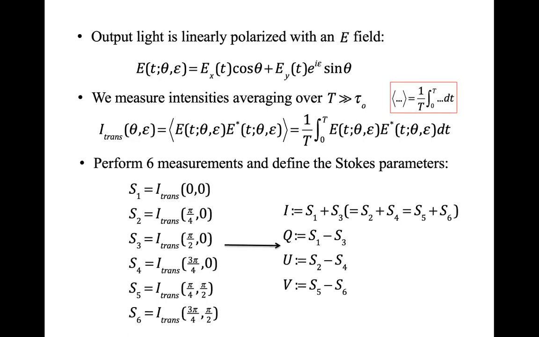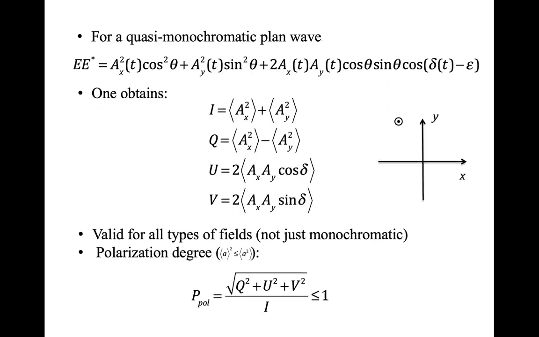So again, whatever light you have, take a linear polarizer and a retarder, do these six measurements, and you can define I, Q, U, and V from your measurements. So it's an operational definition because it's from something you can measure. It doesn't depend on whether you have a plane wave or whatever wave. You just do this and you get I, Q, U, and V, an operational definition. Okay. And I'm going to use it in a second.